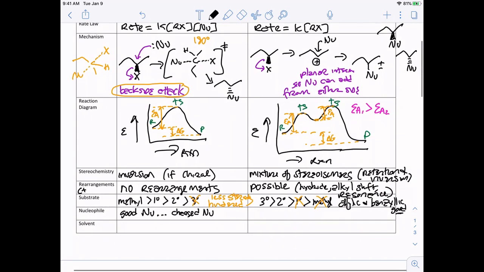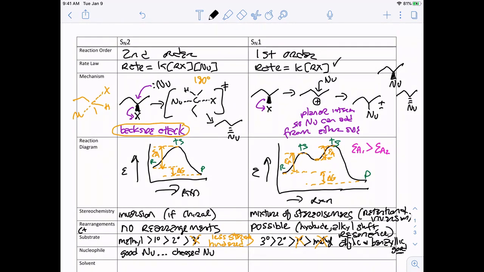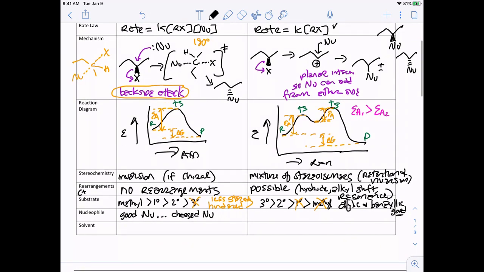Over here under SN1, a weak nucleophile is fine. It can be neutral, so something like water would be perfect for that. If we go back up to the rate law here, my nucleophile is not part of it. So a weak nucleophile is fine. That usually means it's neutral.